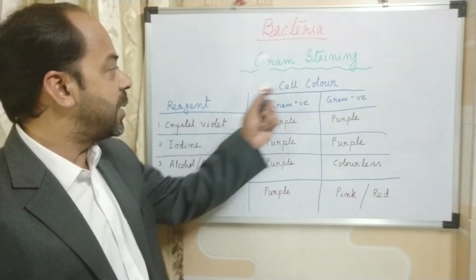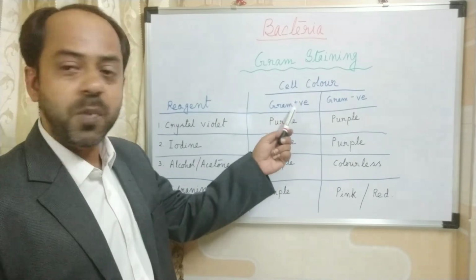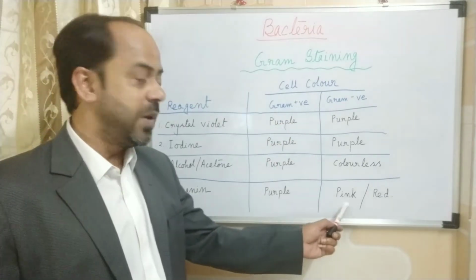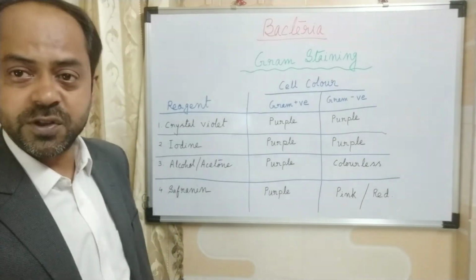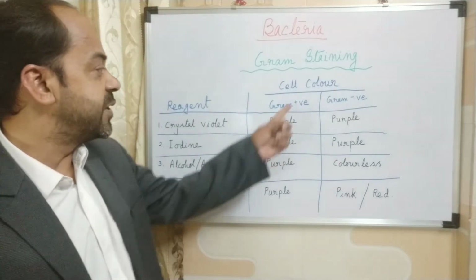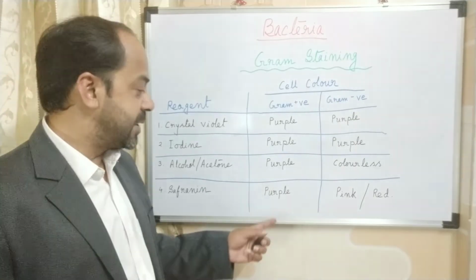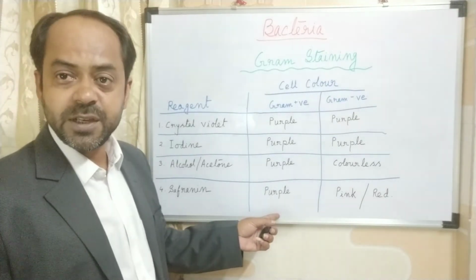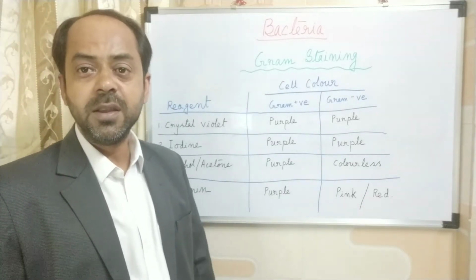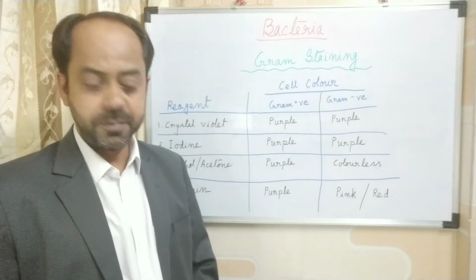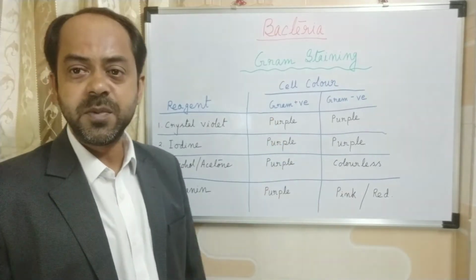So in the total gram staining procedure, if the end result of the bacteria is purple, then that is gram positive, and if the end result is pink or red, that is gram negative. So after the staining procedure, if the end result is purple, then the bacteria is gram positive, and if the end result is pink or red, then the bacteria is gram negative. That is the difference of gram positive and gram negative bacteria through the gram staining procedure.